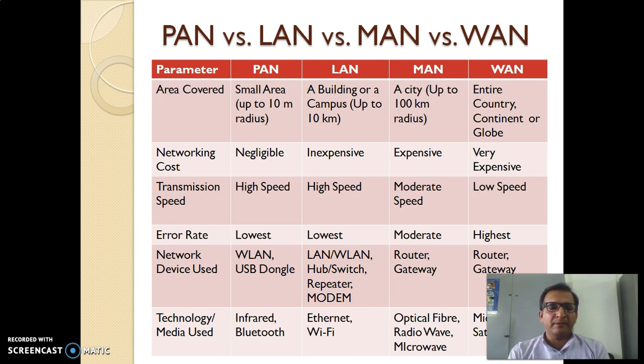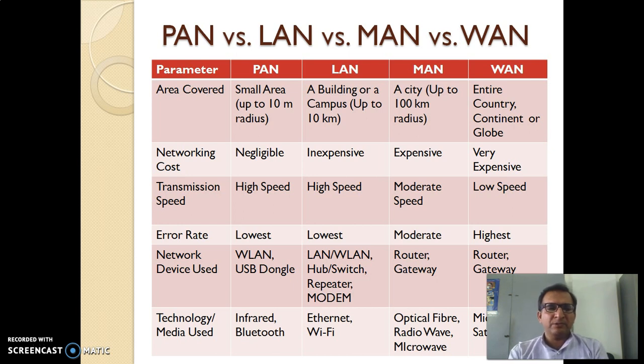basis of certain parameters. So when we talk about area covered, PAN, small area, 10-meter radius, and LAN, it covers buildings or a campus up to 10 kilometers, MAN up to 100 kilometer radius in a city, and WAN entire country, continent, globe. And in case of networking cost, it's negligible in case of PAN, and it goes on increasing as we move to LAN, MAN, and WAN, which is very expensive.